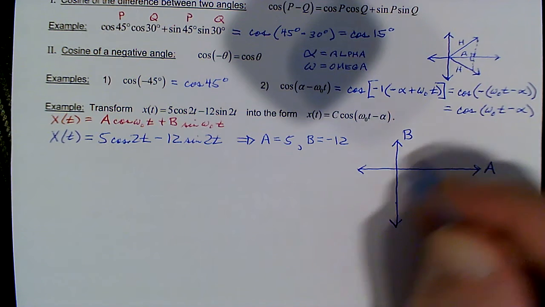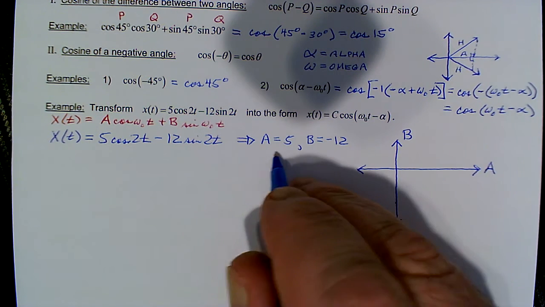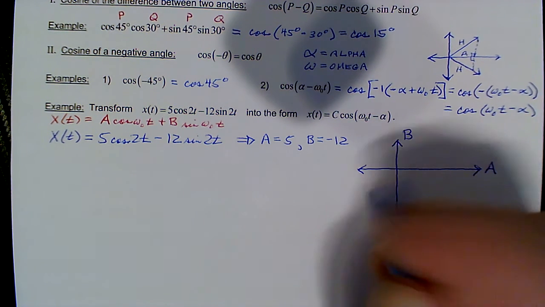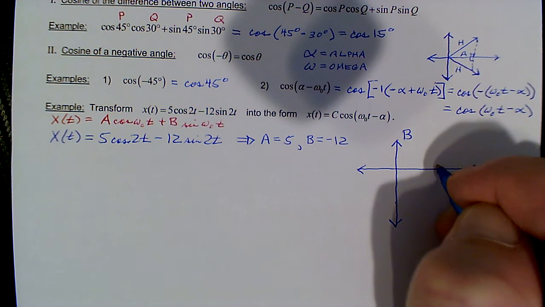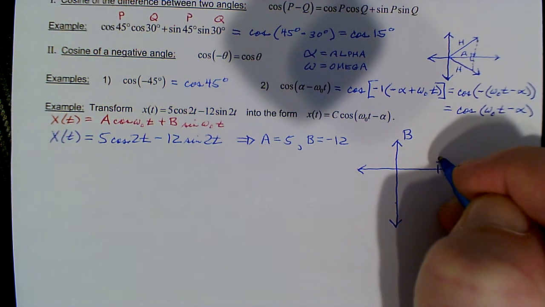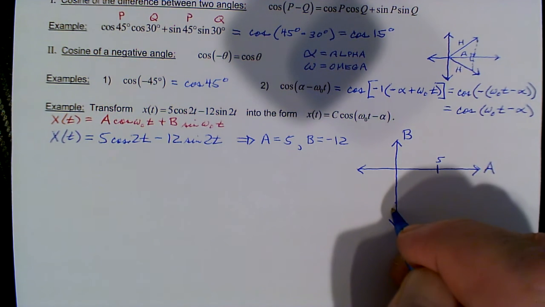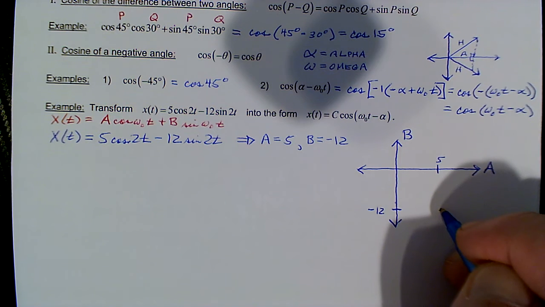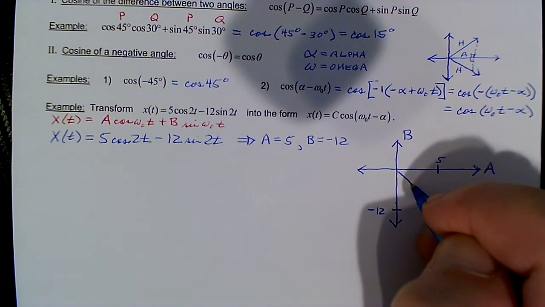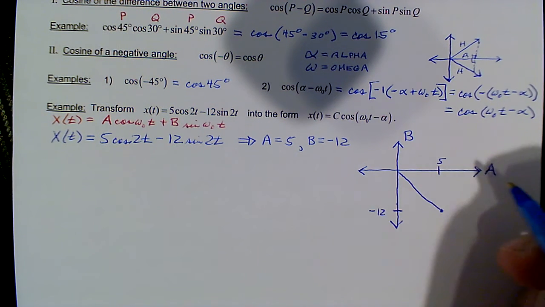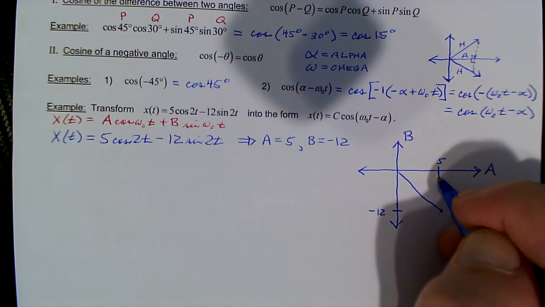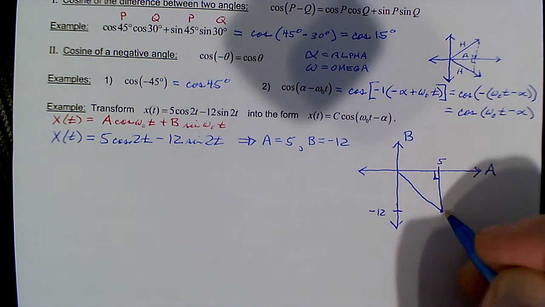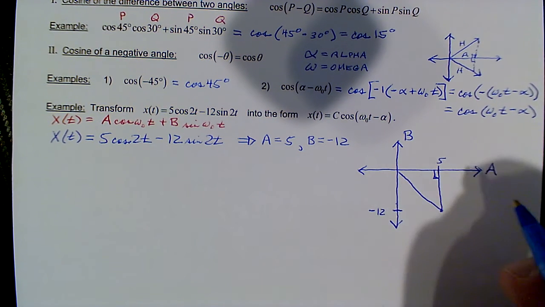And I made this such that I already knew I was going to be in quadrant 4 because a is positive and b is negative. Now it's just a sketch, so it doesn't have to be accurate in terms of the scale. So I'll just say that's 5. This is negative 12. So that's the point. And then here's my right triangle. Remember, always drop it perpendicular to the x-axis.